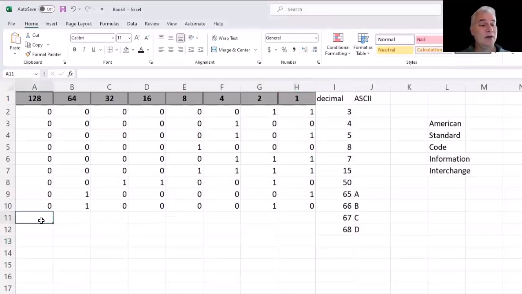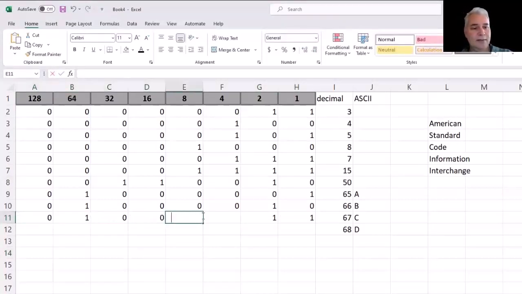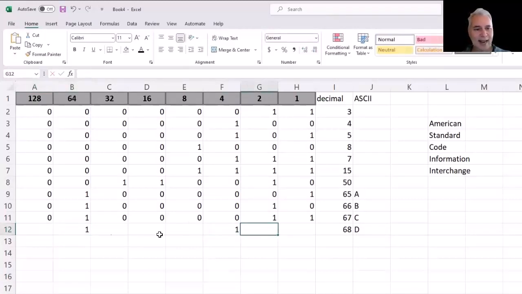Let's do C. So binary C would be decimal 67, capital C. Somebody else give me that. Why don't you give me capital C? 64, 2, and then 1. Exactly. So that is exactly right. 0, 0, 0, 0, 1, 1. Okay, and then I'll do D. So D is going to be 68. So that's going to be 64 plus 4. That's going to be 68. And then I'll fill in the zeros. Okay, 0, 0, 0. And you could do the whole alphabet like this, right?